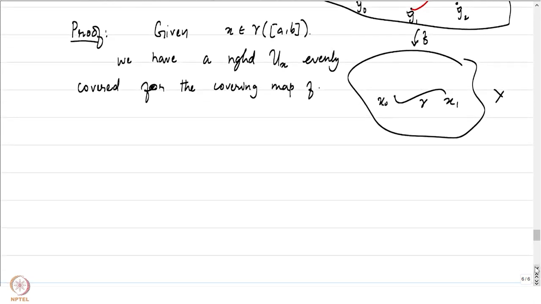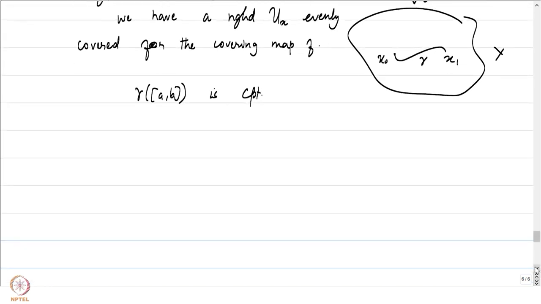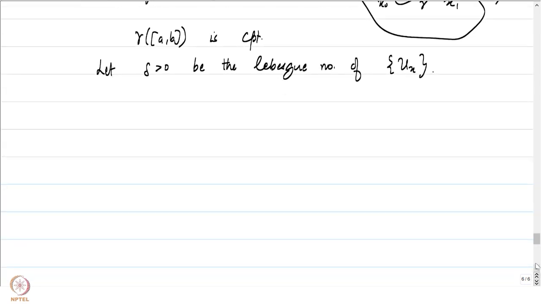Now, if you take the Lebesgue number corresponding to this cover, notice that gamma of [A, B] is compact, because it's the image of a compact set under a continuous function gamma, and therefore let delta be the Lebesgue number of the collection of U_x, where x is ranging over all points on the image of gamma. So, let me not write that down, we'll just make the notation more complicated. The x's are ranging over every point on the image of gamma, and because of compactness we have a delta. What we will do is we will partition our [A, B] such that the partition size is less than delta by 2.